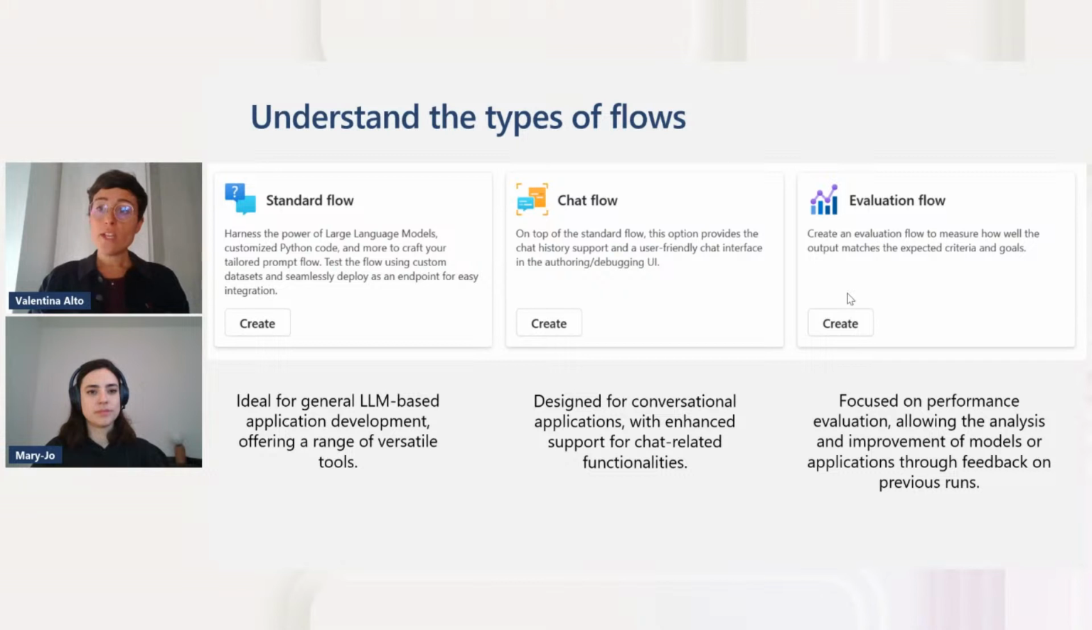Now, we talked about different types of flows. What does it mean? It means that for your convenience, when initializing a flow, you can decide among three main categories: a standard flow, a chat flow, and an evaluation flow. A standard flow refers to, as the name suggests, standard flows, meaning that we are not aiming at a conversational experience, but rather single tasks. For example, a Q&A application can be seen as a standard flow.